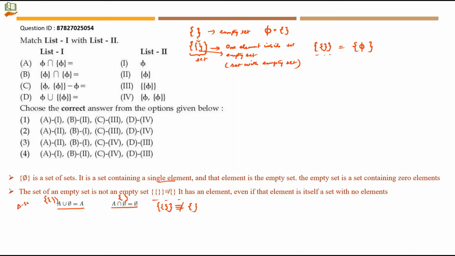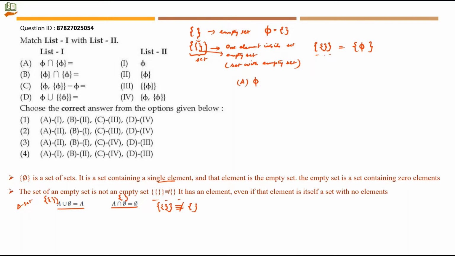Let's take A to be a set and this phi symbol is empty set. What happens when a set has a union operation with an empty set? It means when you are joining a set with an empty set, you will get the set itself. So A union phi will give you A. Then what happens in case of intersection? When you want to find intersection between a set and an empty set, you will result in empty set only. So intersection of set and empty set will be empty set, and union of set and empty set will be that set. So let's take option A.